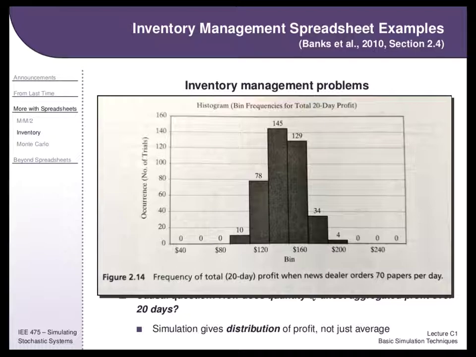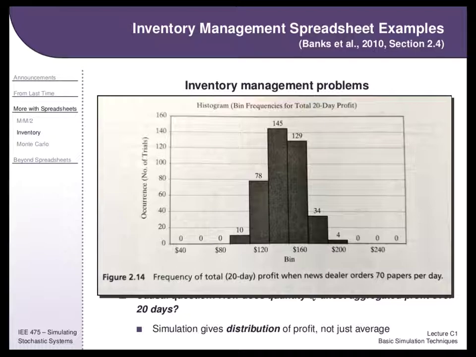Why is this distribution interesting? Well, if your boss, or you in general, are trying to figure out whether you want to continue to be a news vendor, you might say it's a success if I can make $100 after every 20 days.